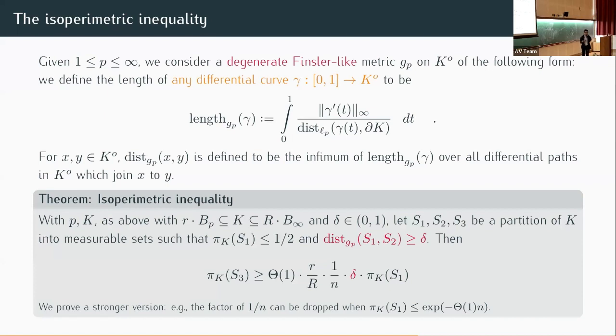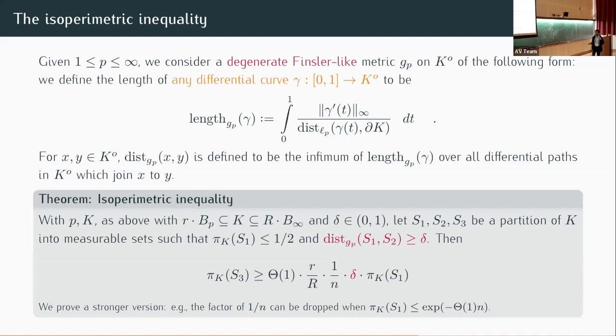Okay, and now the main result that underlies everything is this isoperimetric inequality, which says the following. Again, the same situation, the body is as before, and you have a partition of the body into 3 sets, S1, S2, and S3, such that S1 and S2 are distance delta apart in this metric. Then the volume of the part that is in between, that is neither in S1 nor in S2, must be at least proportional to delta and the volume of the smaller one. I'm assuming that this one is the one less than half, times these extra losses, which are 1 over the aspect ratio and 1 over the dimension.